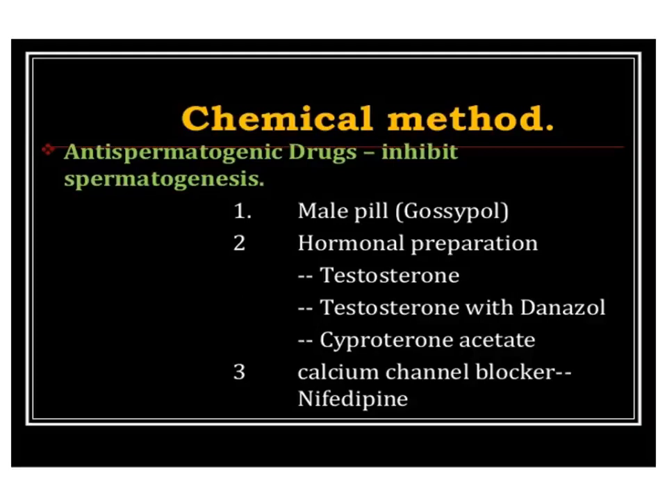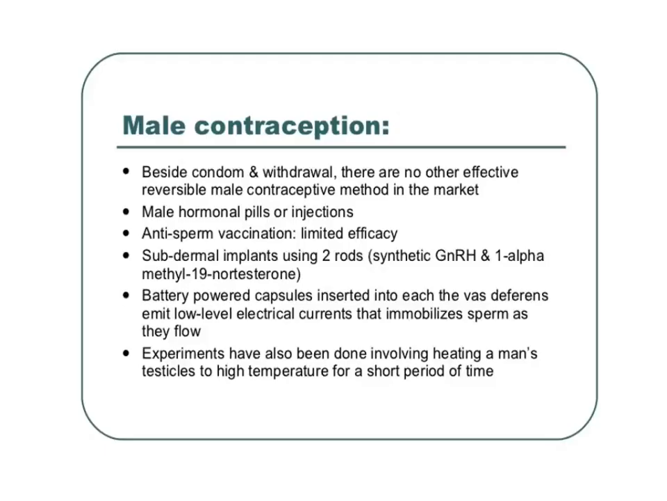Male contraceptives. There are certain things on the list: the male pill, gossypol, then hormonal preparations, testosterone with danazol, cyproterone acetate, calcium channel blocker. These are things which can decrease the effectivity of a sperm. But besides condom, withdrawal, and maintaining the safe period as a natural method, there is hardly any method of spacing for males. Other ideas, like a battery powered capsule and heating a man's testicle, are not something which is doable.